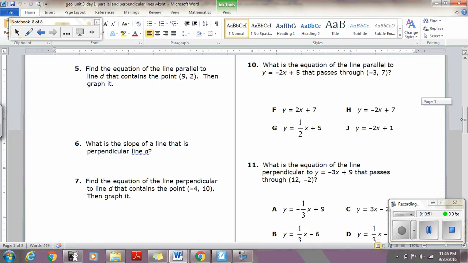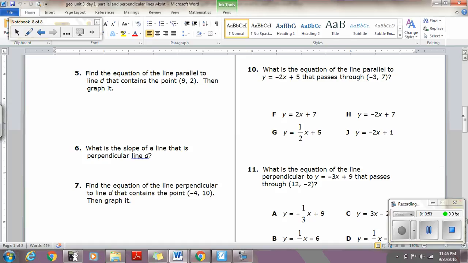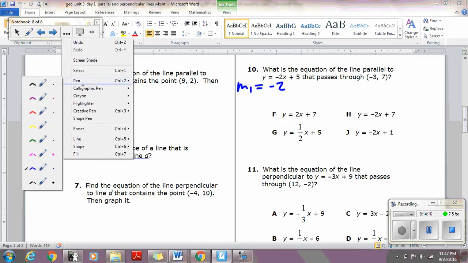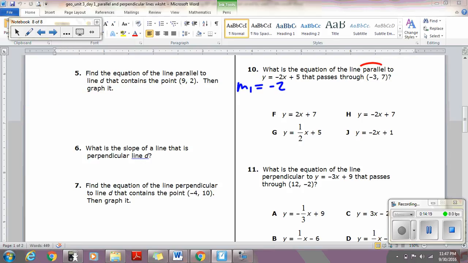Now number 10 and 11 are multiple choice, which should make it somewhat easier for you. Number 10 says, what is the equation of the line parallel to y equals negative 2x plus 5 and passes through the point negative 3, 7? So again, the given equation is just so that you can identify slope 1, and slope 1 is negative 2. With slope 1, we can now figure out what slope 2 will be. And slope 2 has to be parallel, so that means slope 2 will also be negative 2. Just knowing that, I can eliminate F and G because they don't have the slope we're looking for.